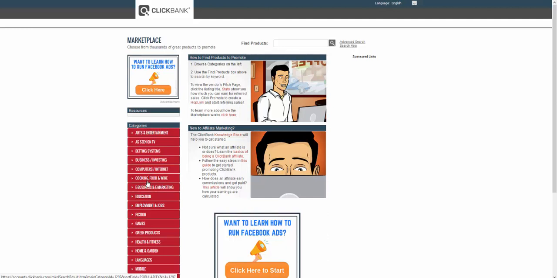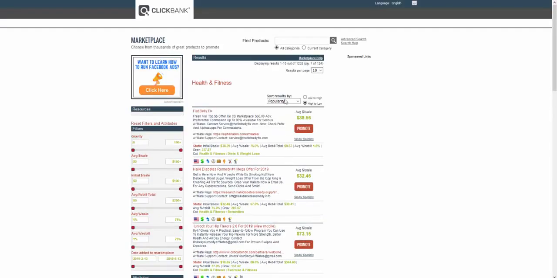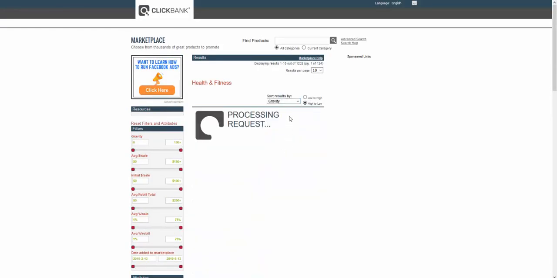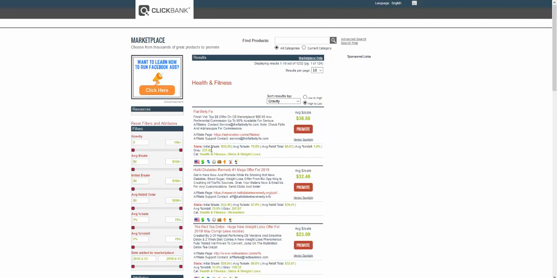They do this. Okay, let's do it together. They go like this: health and fitness, sort results by gravity, and they just jump right in and get the top gravity product.